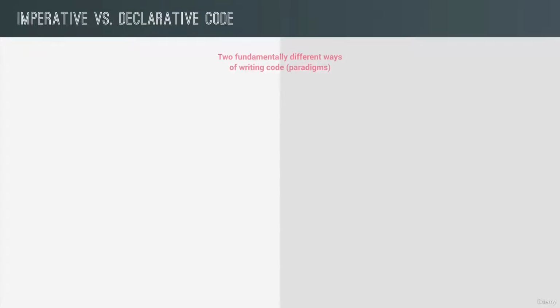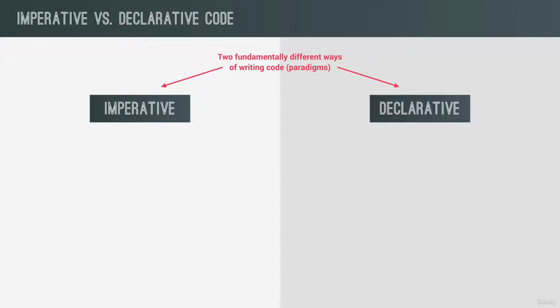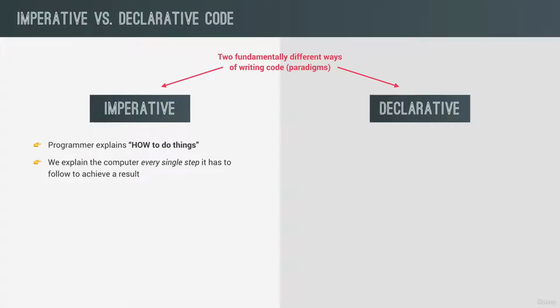So there are two fundamentally different ways of writing code in programming, which we also call paradigms. And these two paradigms are imperative code and declarative code. Now, whenever we write imperative code, we basically need to explain to the computer how to do certain things. So basically, we need to explain every single step that the computer needs to follow in order to achieve a certain result.